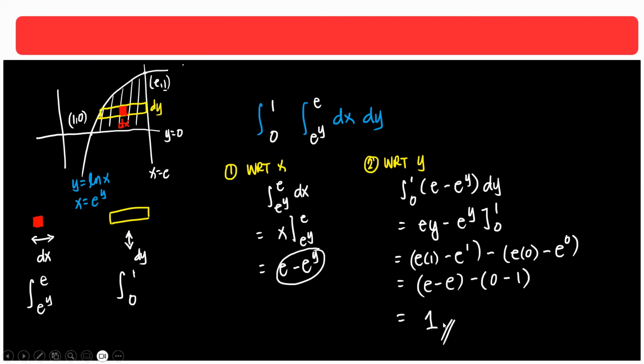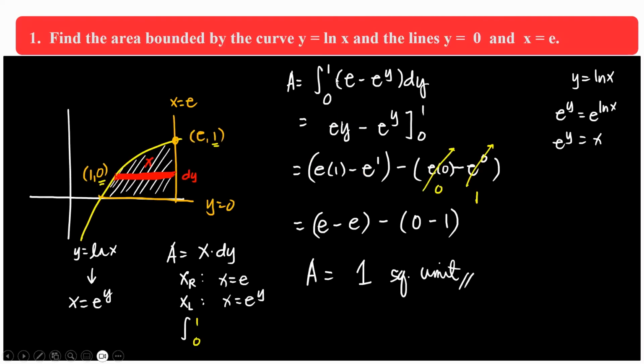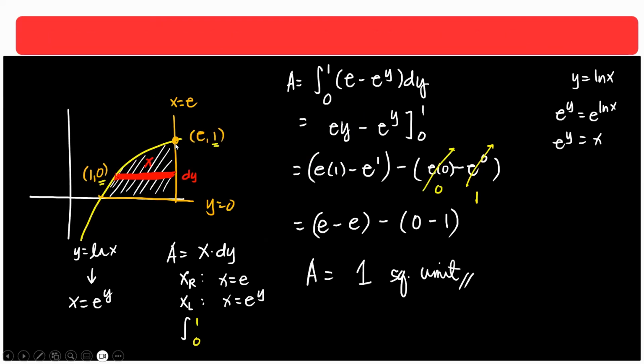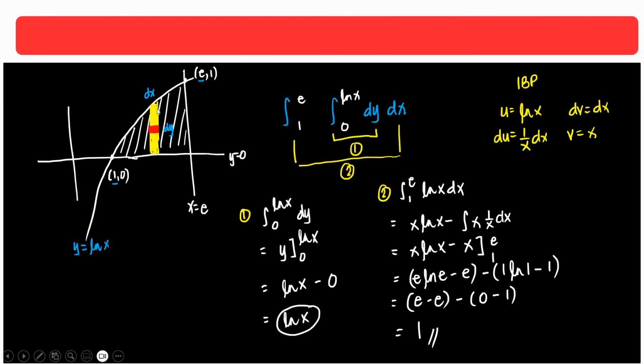Isn't it that this one, when you compare, look at this problem, the integral from 0 to 1 of e minus e to the y dy, isn't that this problem? It's exactly the same problem, exactly the same answer. But then now we use a double integral, a horizontally simple element. The other one, a vertically simple element.